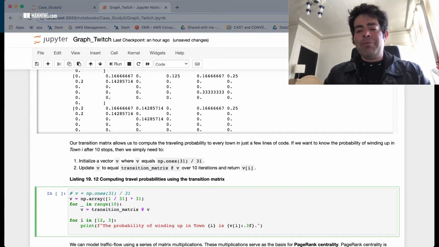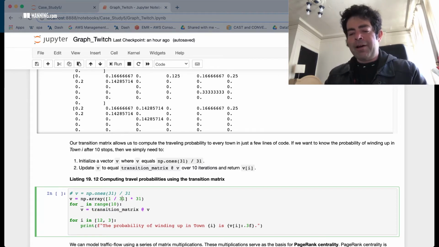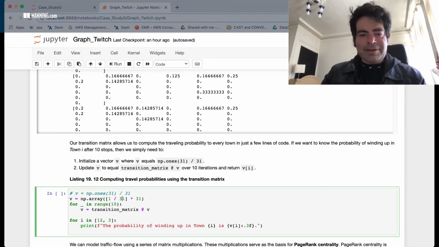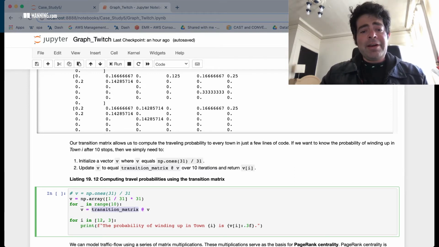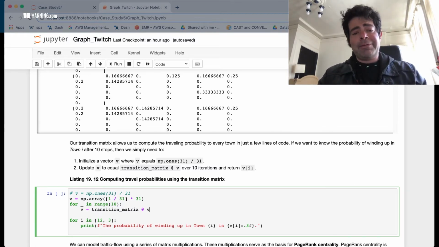Suppose we want to know the likelihood distribution of reaching each of our 31 towns after 10 stops. All we need to do is take the matrix vector product between the transition matrix and the starting vector v. In NumPy, taking a matrix vector product is very easy. We just use this @ operator.